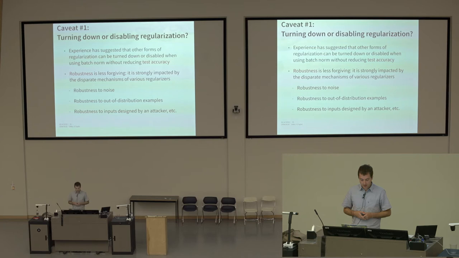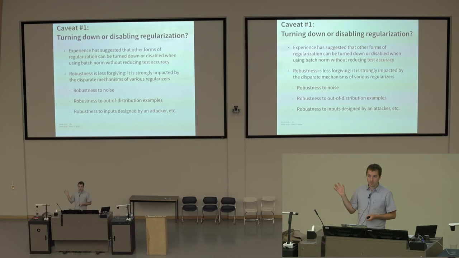So, of course, you can do this without reducing your test set accuracy, but we may also be concerned with robustness. And robustness is really our network's response to unintended or unseen inputs at deployment time. These might be out-of-distribution examples, they might be noisy examples, they might be examples that are designed by an attacker, so-called adversarial examples. So my lab's results, and if we have time, I'll share a little bit with you, and those of other labs have shown that robustness can actually be less forgiving to discarding regularization, as has been done along with batch norm. Okay, so that's caveat one.